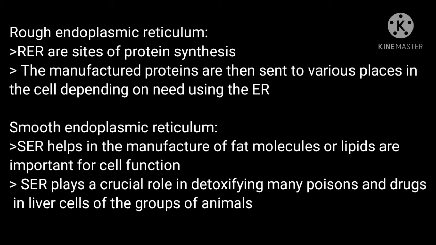Smooth endoplasmic reticulum, SER, helps in the manufacture of fat molecules or lipids and are important for the cell function. It plays a crucial role in detoxifying many poisons and drugs in the liver cells of groups of animals.